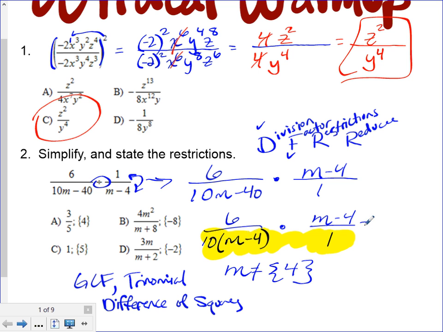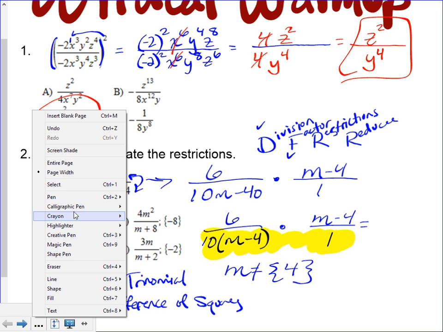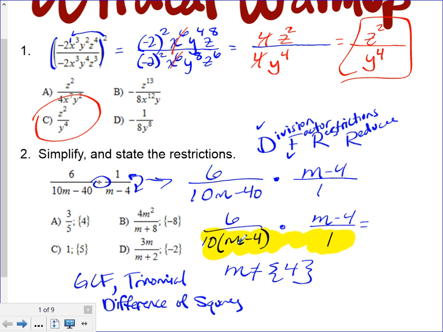Last but not least, reduce. What can I reduce? I'm looking right here. The m minus 4s can reduce. If it has a partner in the numerator and denominator, cancel them out. What else can reduce? 6 and 10 can reduce. Put it in your calculator.